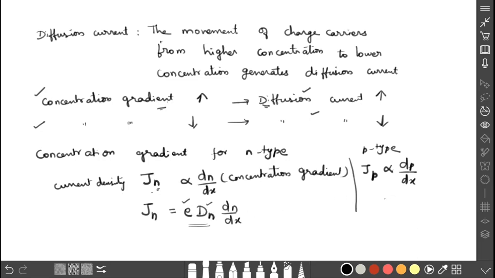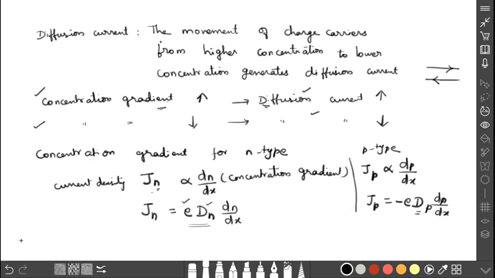Same thing I am going to write here also. So Jp is equal to minus E into Dp into dP by dx. The diffusion will be in the opposite direction. For example, if the electrons are moving in this direction, the whole movement will be in the opposite direction. That is the reason I mentioned it with a negative sign. So Jp is equal to minus E into Dp into dP by dx, right? So combinedly I can write the diffusion current density due to electrons, and this is due to holes.